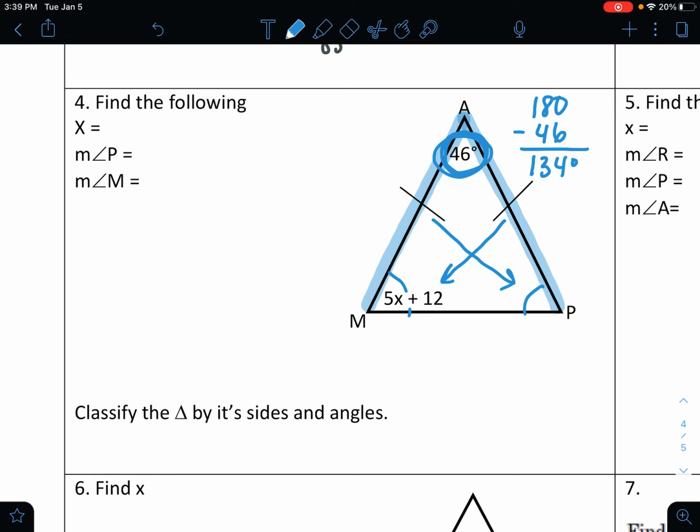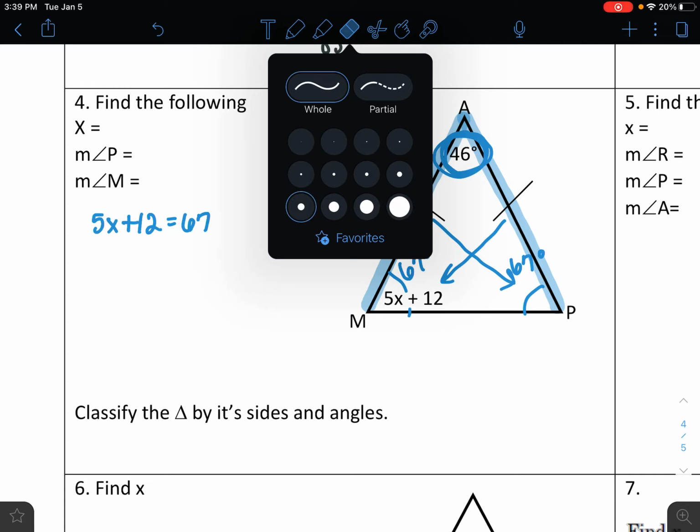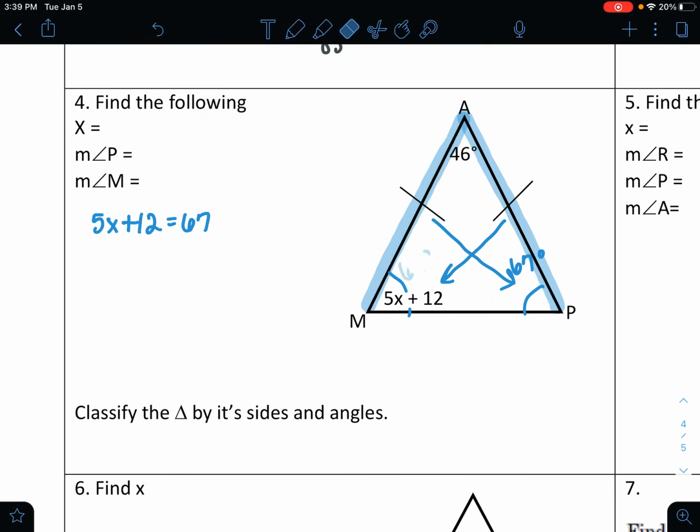So that's going to be 67 degrees over here, 67 degrees over here. So that's one option you have. And so that would give you the equation 5x plus 12 equals 67. Okay, so that's one option, right? If that's too much for your brain to handle, that's fine. We still have options. We always have options. If your brain is like, nah, then that's fine. You still can do this.